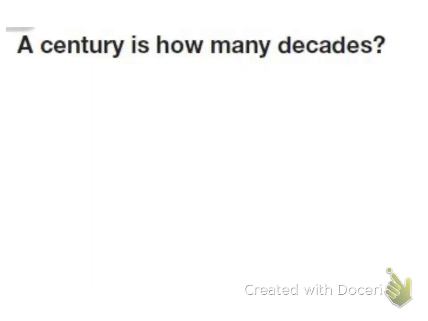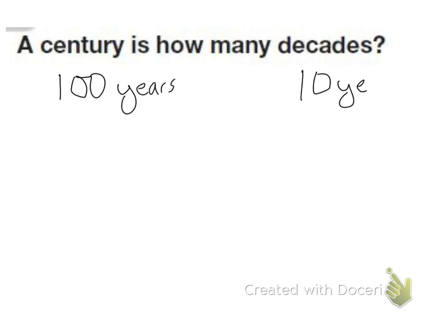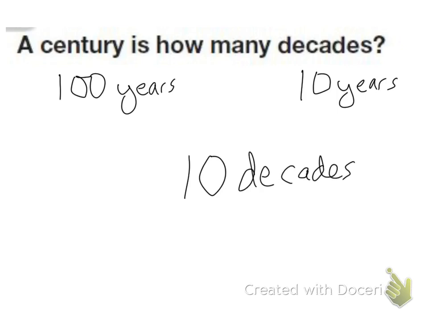Okay, so we have the question, a century is how many decades? Well, since a century equals 100 years, and a decade is 10 years, I know that 100 divided by 10 equals 10. So there are 10 decades in a century.